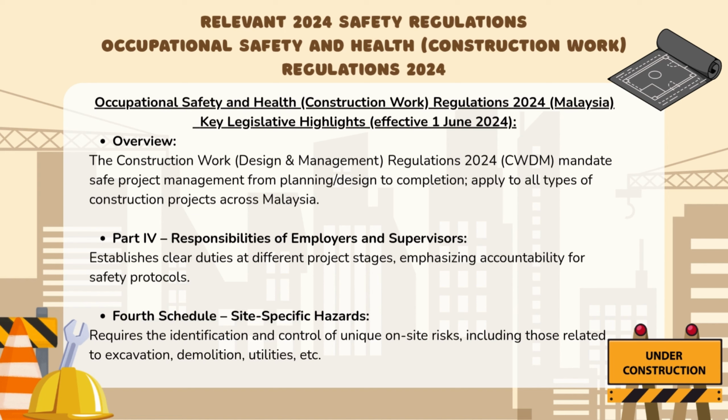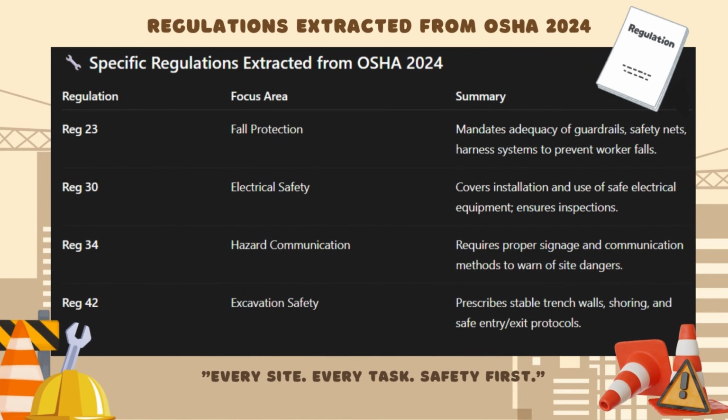Okay, next. For Part 4, responsibilities of employers and supervisors. It establishes clear duties at different project stages, emphasizing accountability for safety protocols. Next, for the schedule, site-specific hazards require the identification and control of unique on-site risks, including those related to excavation, demolition, utilities, etc.